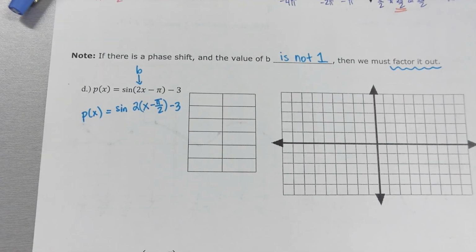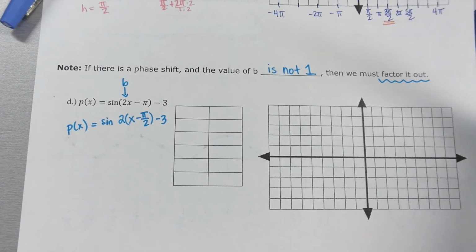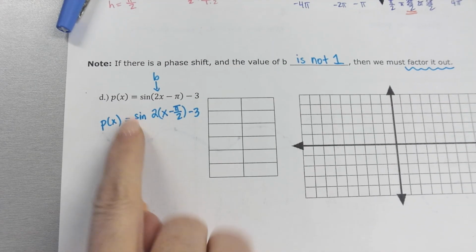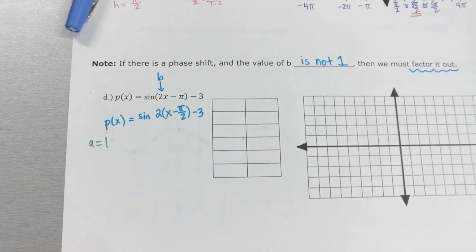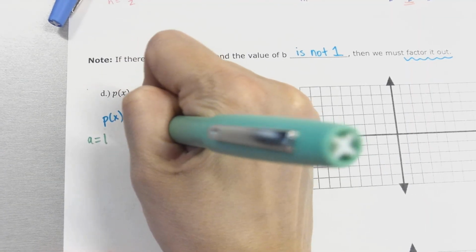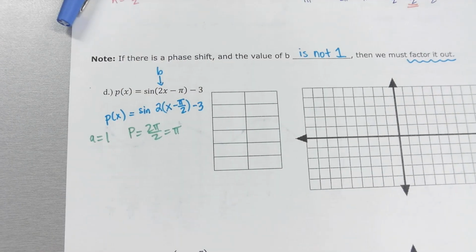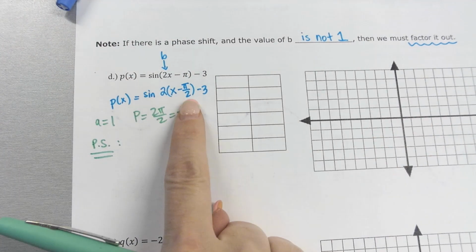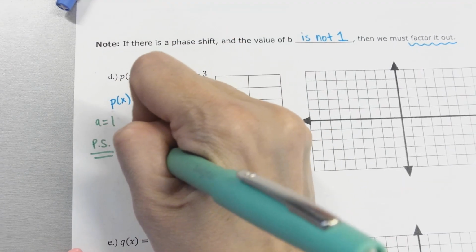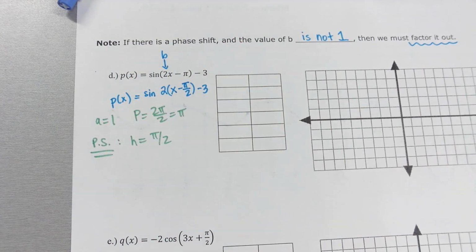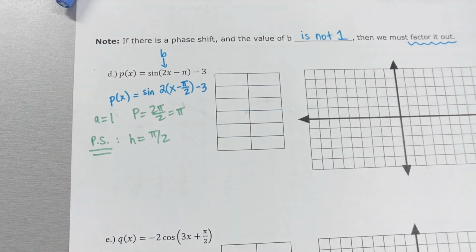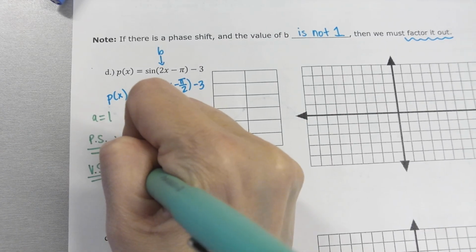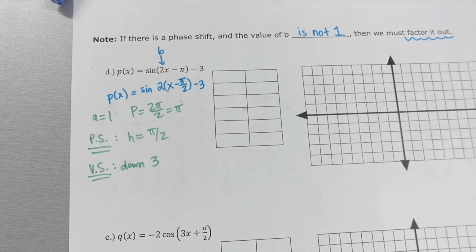So we can do the amplitude. Okay, so if there's nothing multiplied, the amplitude is 1. Okay, your period is 2 pi over 2, which reduces to pi. Your phase shift, okay, is pi over 2. So it's not pi, okay? You have to use this one here. Okay, and then your vertical shift, we're going down 3. So we are going to have to subtract 3.